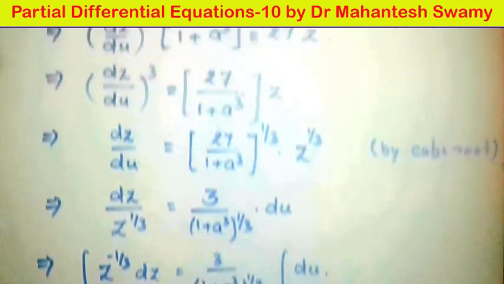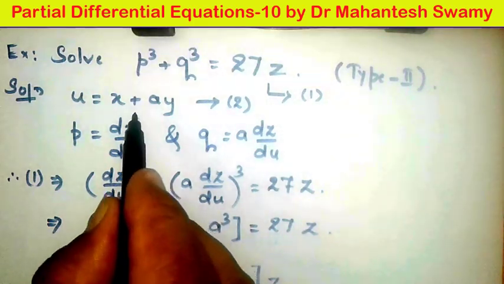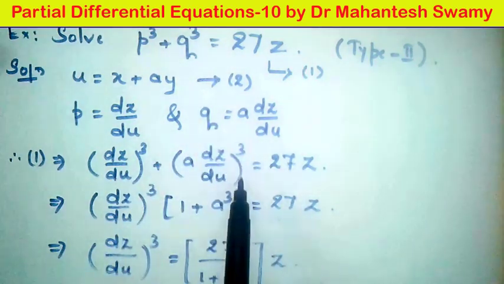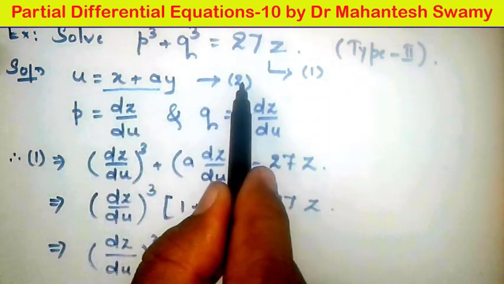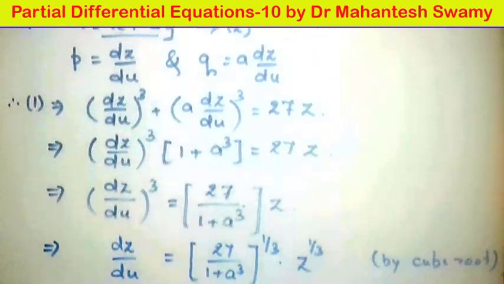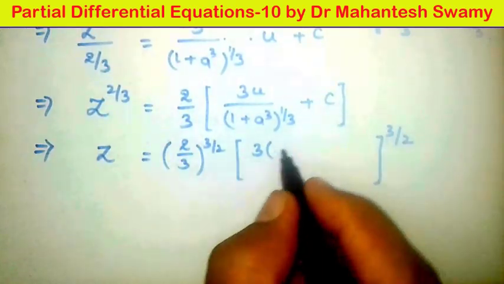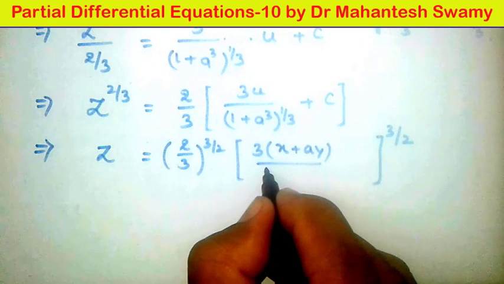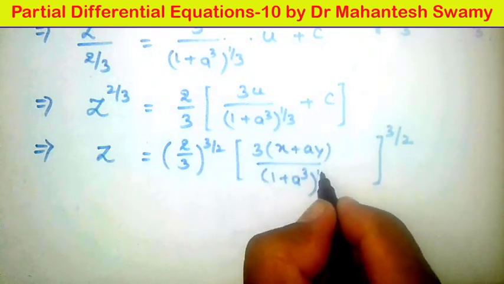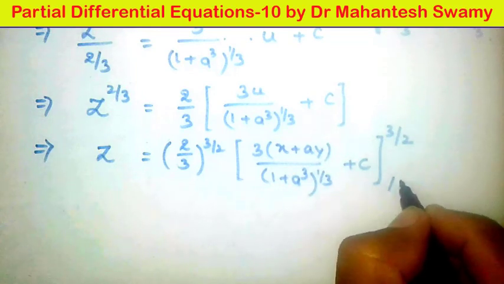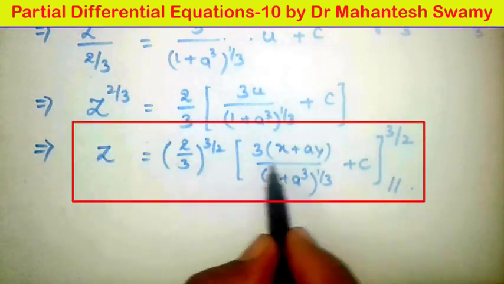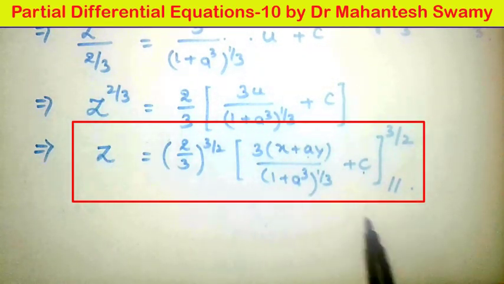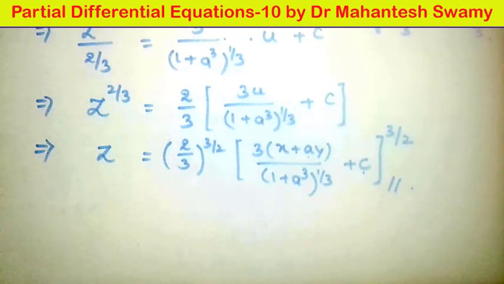Let us write down, and the quantities within the bracket should also be replaced. U by its value that we have observed in the given problem: to reduce it to the ODE form, we have taken this substitution in equation number 2, u equal to x plus ay. So let us write down the value of that here, that is x plus ay divided by this bracket 1 plus a cube whole to the power of 1 by 3 as it is plus c as it is. So this is the required complete integral because it is containing two arbitrary constants. So it is the solution of the given PDE. So easily we have obtained it. So this completes the first problem.